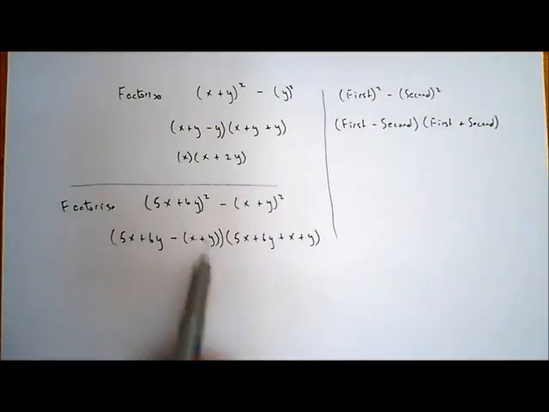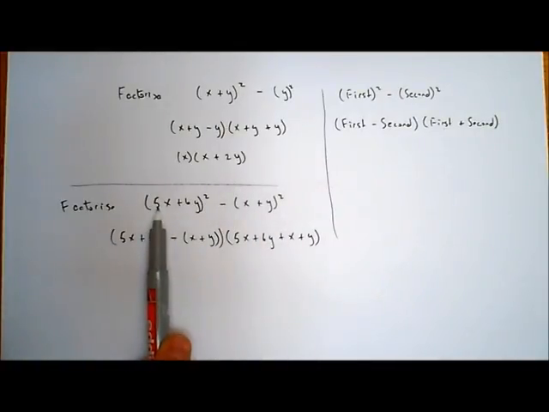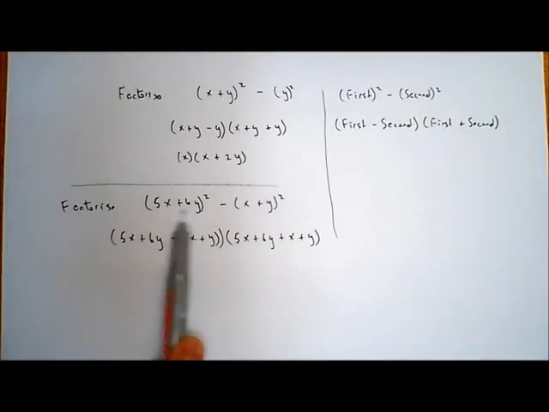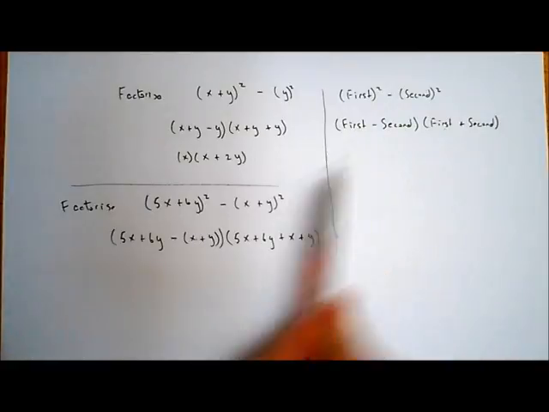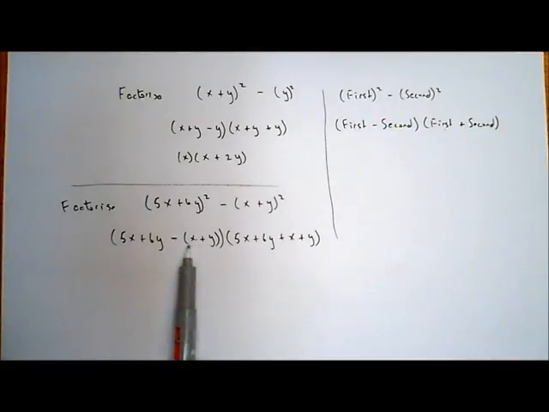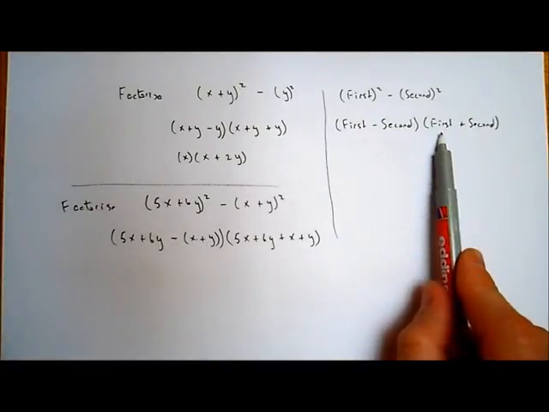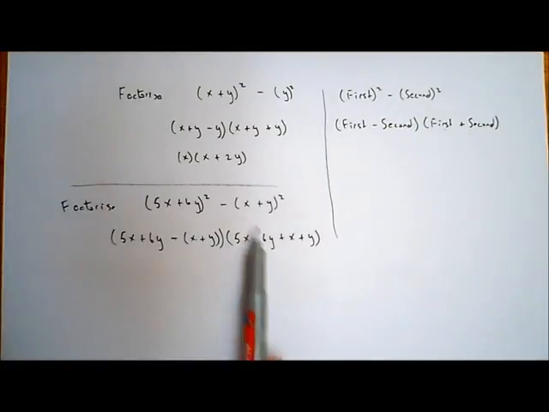So now, all I've done, it looks a little bit more confusing than up here, but it isn't really, because the first is just 5x plus 6y. The second is just x plus y. So anywhere I saw first up here, I wrote 5x plus 6y. And anywhere I see the second, I just write x plus y. Just be careful of that minus, because it's minus all of it. So minus x and minus y. And then I've got first plus second. So it's 5x plus 6y here, plus the second, so plus x plus y.